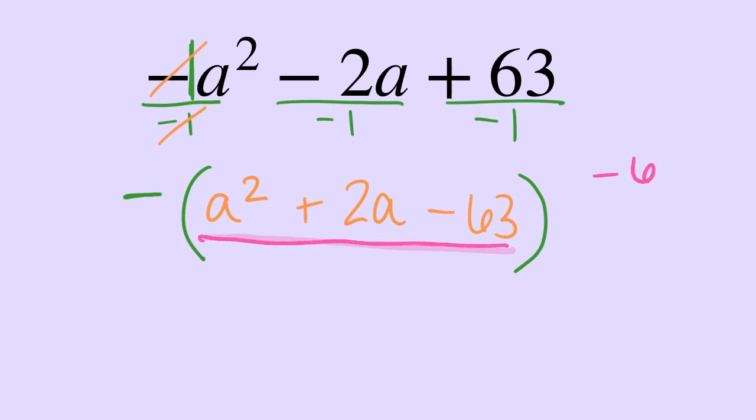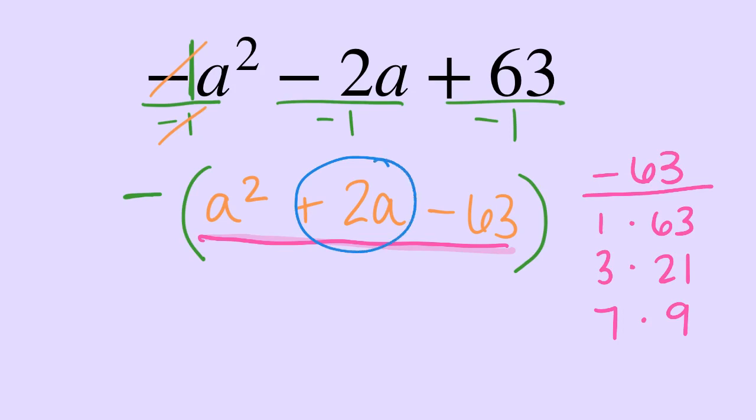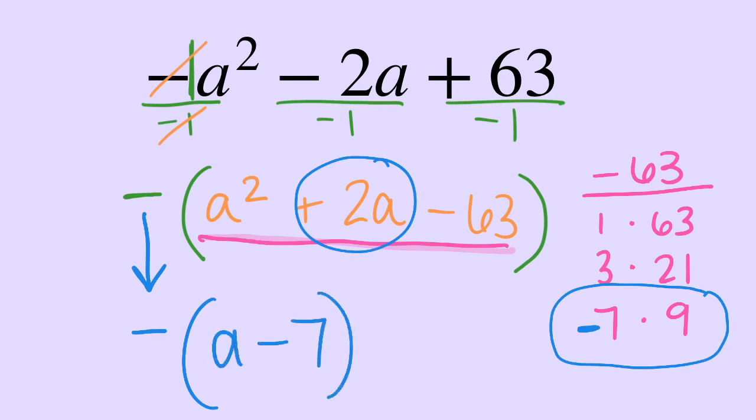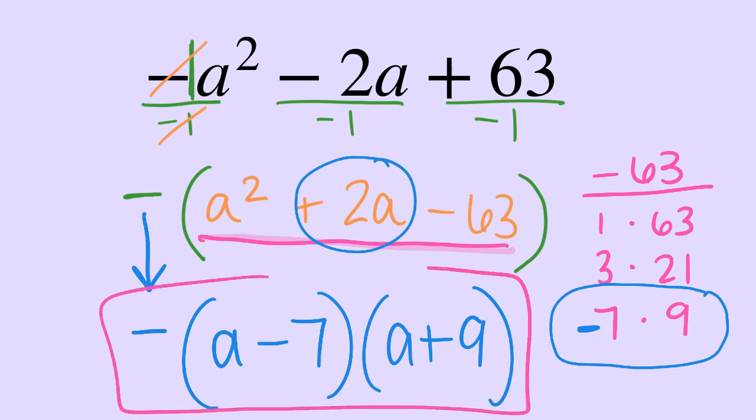Let's list out the factors of 63. So what multiplies to equal 63? Well, let's see. We could do 1 times 63. We could do 3 times 21. We could do 7 times 9. And do you see any factors yet that would add up to 2? So we want it to add up to positive 2. And it looks like 7 and 9, right? 7 and 9 would work as long as we put the negative on the 7. So let's go ahead and write out our factors here. Don't forget to bring down this negative on the outside. So we're going to have negative and then a minus 7 and a plus 9. And that would be our final answer.